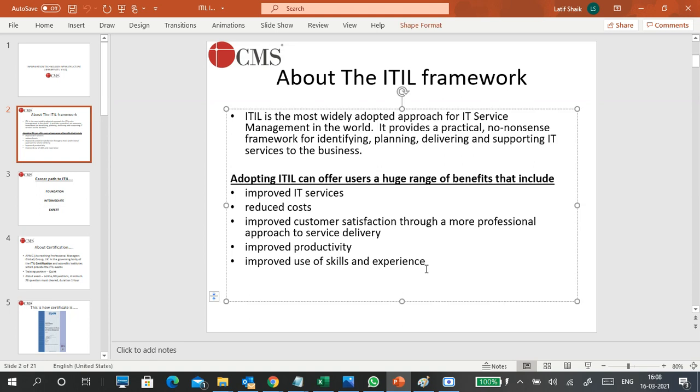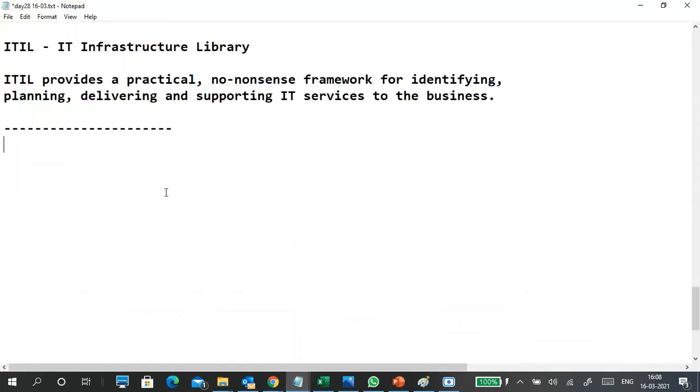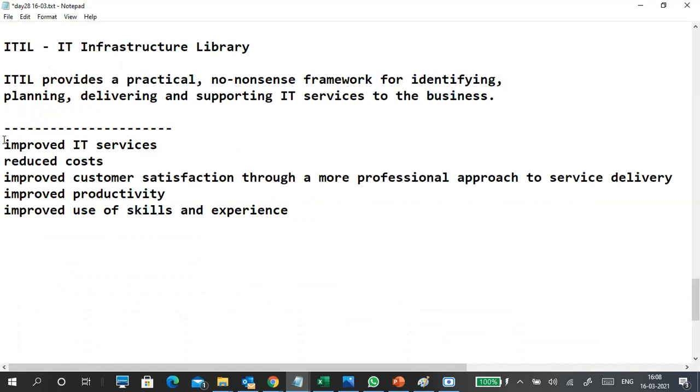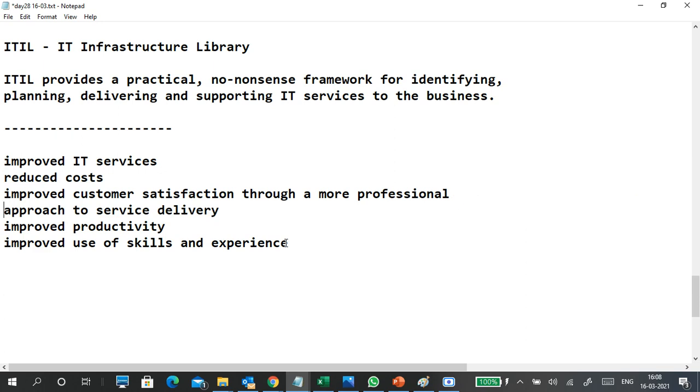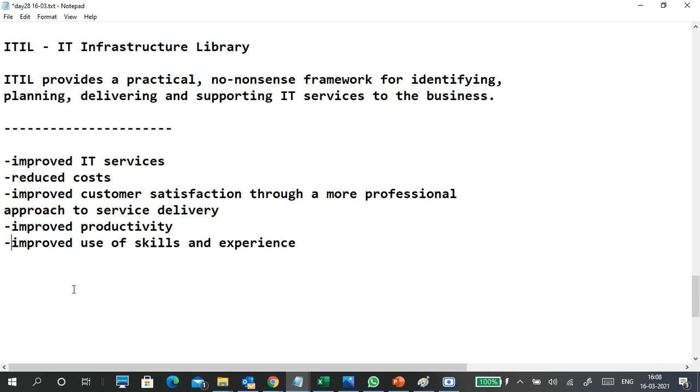What are the benefits of ITIL use? Improve IT services, reduce the cost, so unnecessary cost cutting, we can reduce it. Improve customer satisfaction through a more professional approach. Improve use of skills and experiences. Mostly, I already told you this.